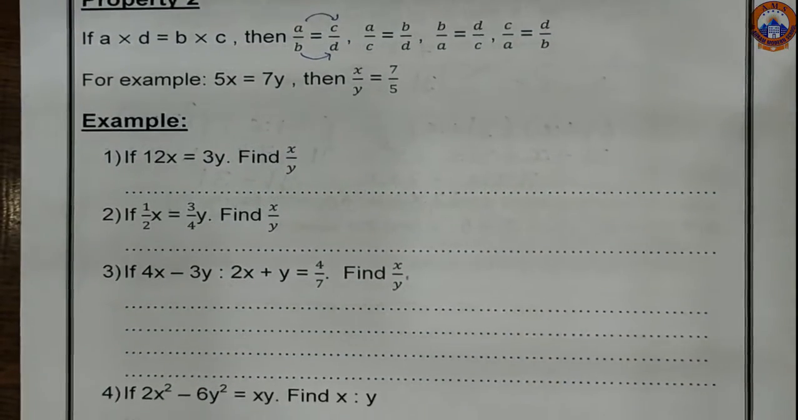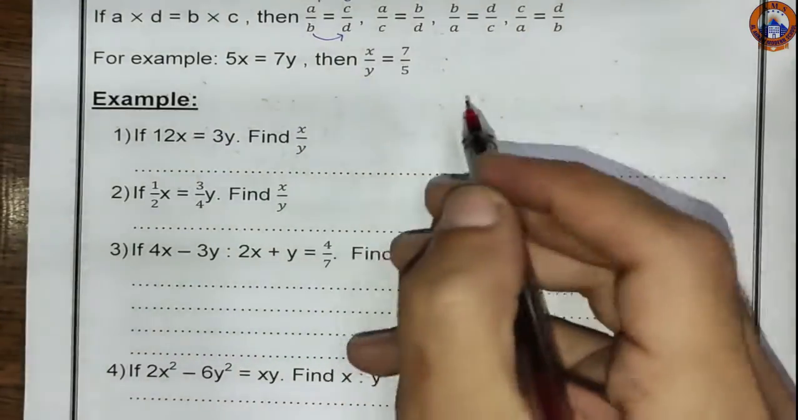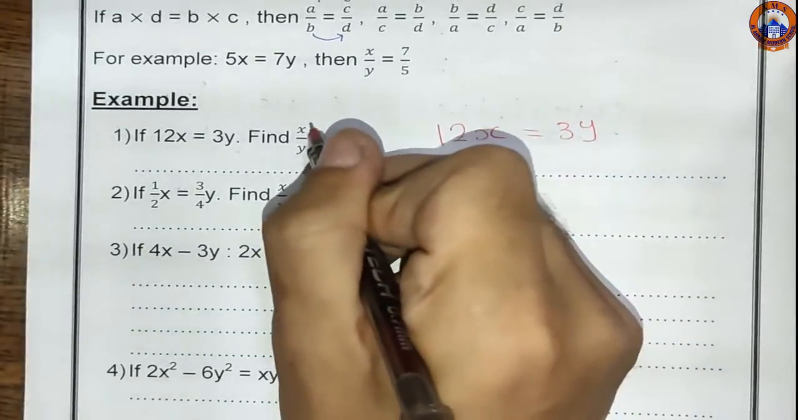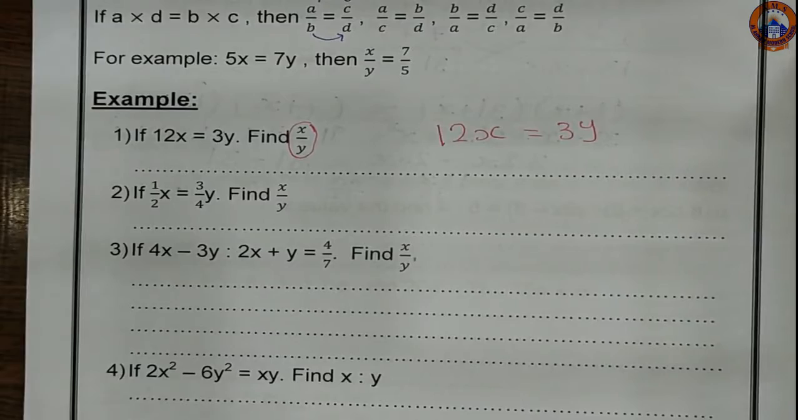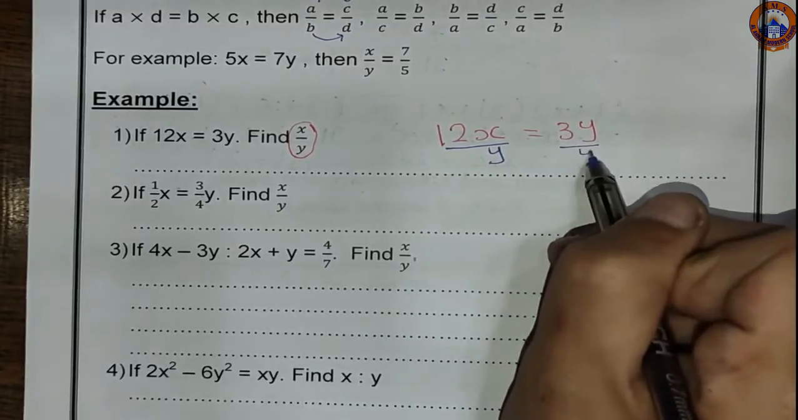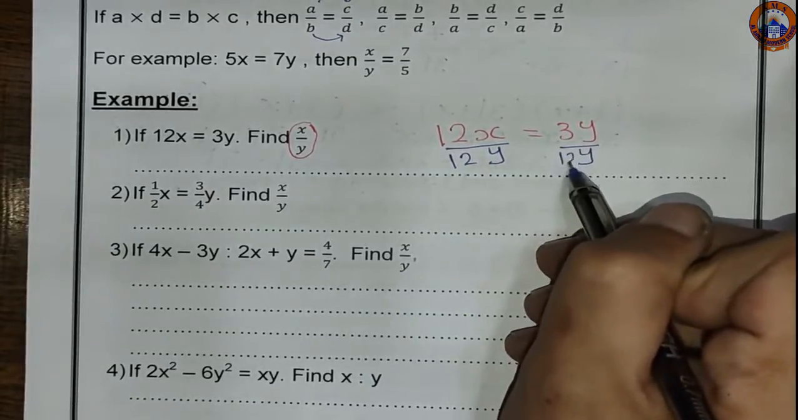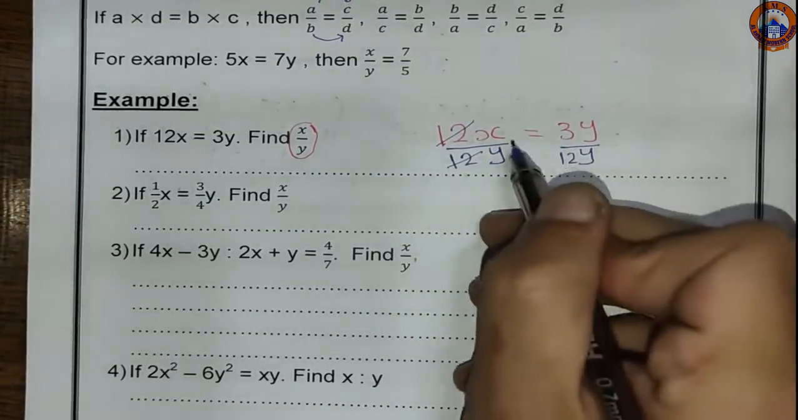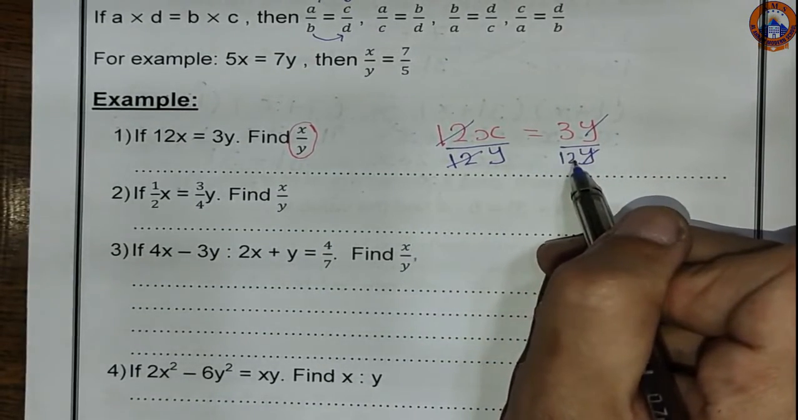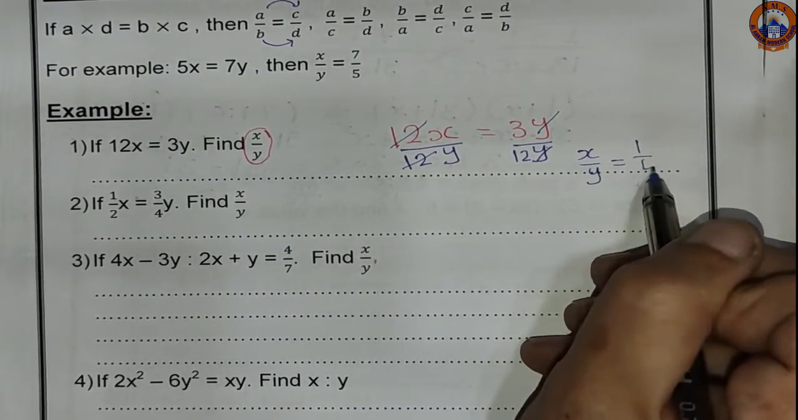Let's take an example. We have 12x equals 3y, and we need to find x over y. So we have x, we just need to put y down, so I'm gonna divide by y on the other side. I want to remove 12, so I will divide by 12 on both sides. 12 will cancel 12, so we have only x over y, and y cancels y, so we have 3 over 12. So the value of x over y equals 1 over 4 in the simplest form.